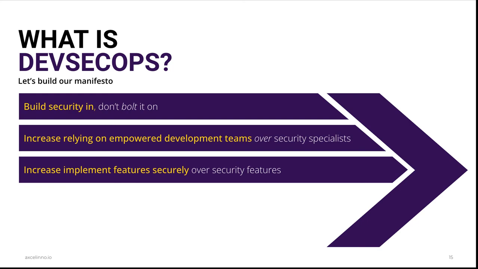Now, this one is one of my favorites. We want to increase the implementation of implementing features securely over just putting in security features. Why? Security features are great, but if you start to put in a lot of security features, you actually will slow things down and make things more complicated, instead of just having features implemented securely. Not only that, going back to scale, if you just have security features, those are extra things that have to be maintained and dealt with, and that's harder to scale.